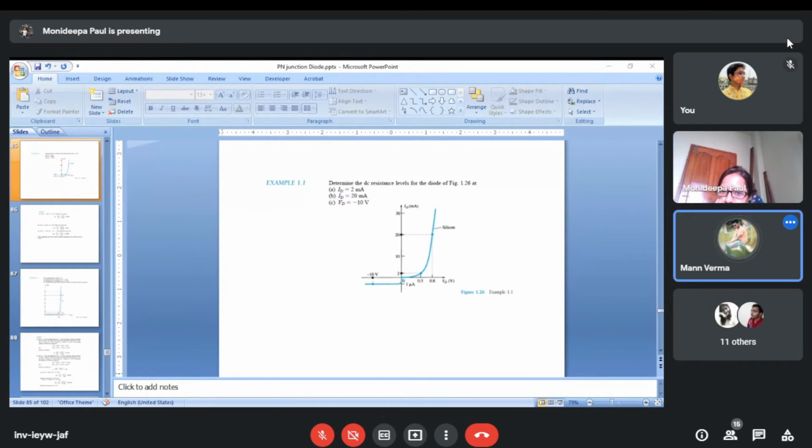Okay, what is the value when current is 20 milliampere? Shubhradeep, 40 ohm. Wait a minute, I will check. 40 ohm. This is the correct answer. Next, here you see VD is equal to minus 10 volt. Then what is the DC resistance? When VD is equal to minus 10 volt, then current is equal to minus 1 microampere. So you can easily find out the DC resistance.